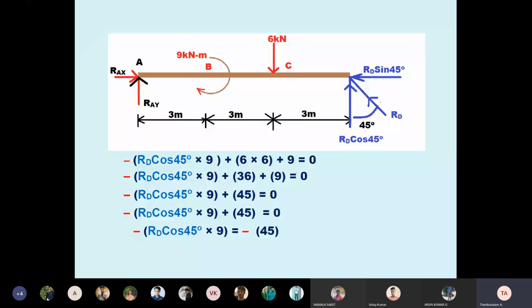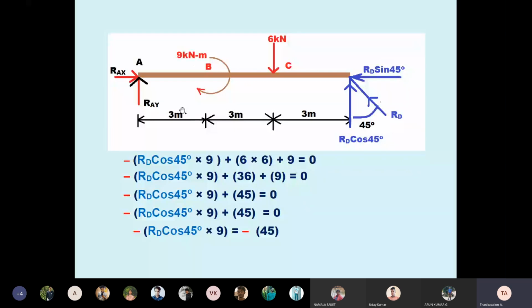You see the A point. At A point, RAX acting, RAY acting. And RD sin 45 here, but not the arrow mark, the line of action. This is called line of action. It goes along the A point. Therefore, RD sin 45 is also not giving moment. Store it in your brain. Okay, RAX, RAY, RD sin 45 not giving moment.